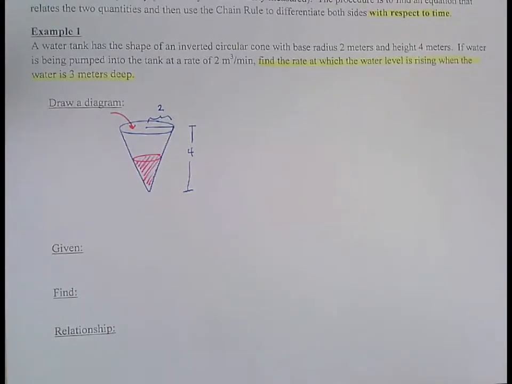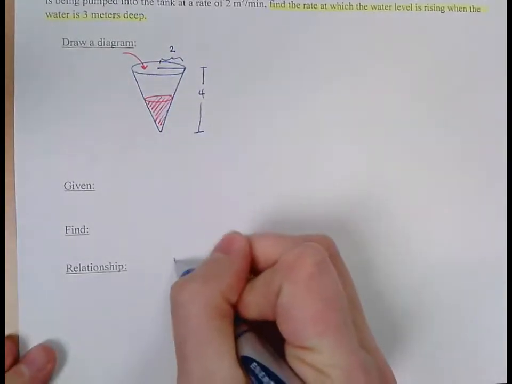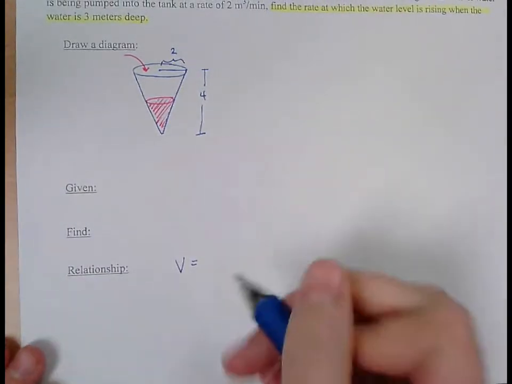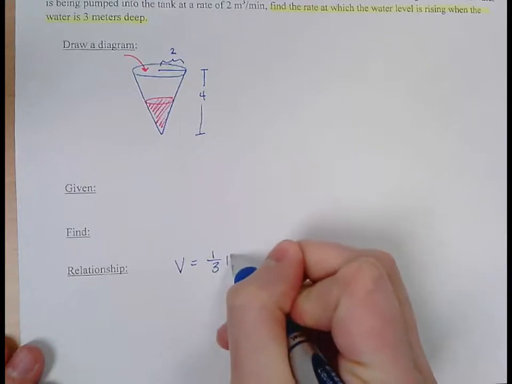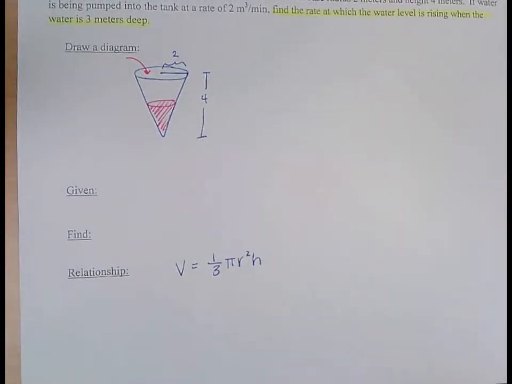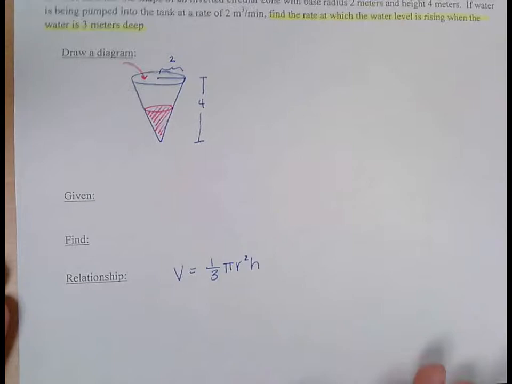So this is the case. Does anybody remember that formula from geometry? Okay, Dalton does. So would you be expected to just know this? No. 1/3 pi r squared h. Okay, so we are talking about the volume of the water in this circular cone. So this is going to be our relationship here.